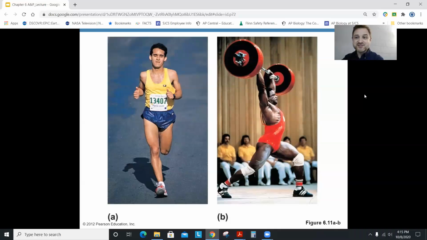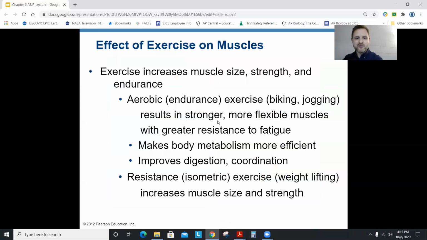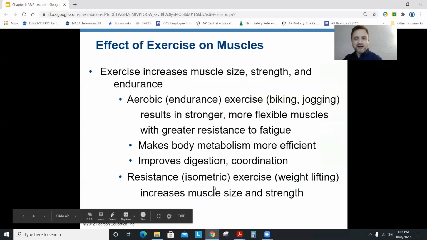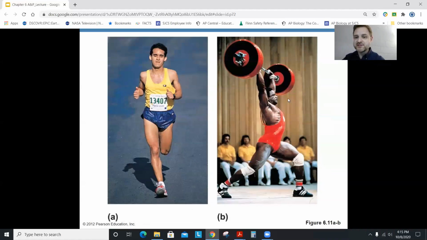So this is a great picture, right? This guy is running a race. Going back, these would be isotonic exercises, aerobic exercises. This gentleman is doing weight training. Obviously, he has some pretty significant muscles. Going back, these would be the isometric exercises that are making the muscles larger and stronger, but not that much in terms of increasing the endurance.